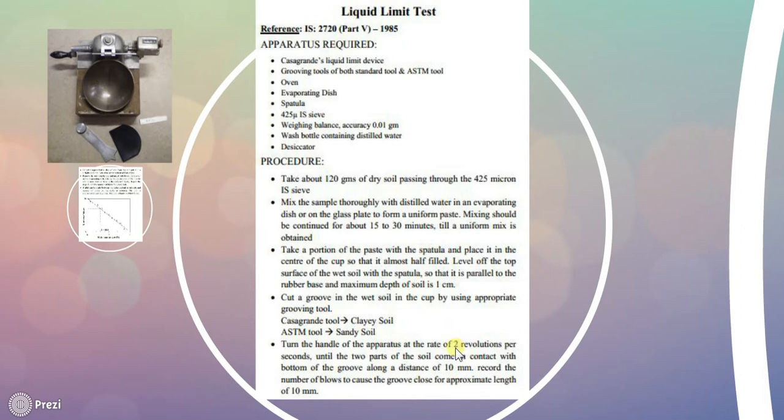So the rate of revolution should be 2 revolutions per second, and you should continue giving revolutions until the two parts of the soil which you had divided come in contact with its base. Then record the number of blows to cause the groove to close for an approximate length of 10 mm. There is a counter given in Casagrande's apparatus. By this counter screen, you will know how many blows were done before the two parts joined each other from the base. Let us go further.